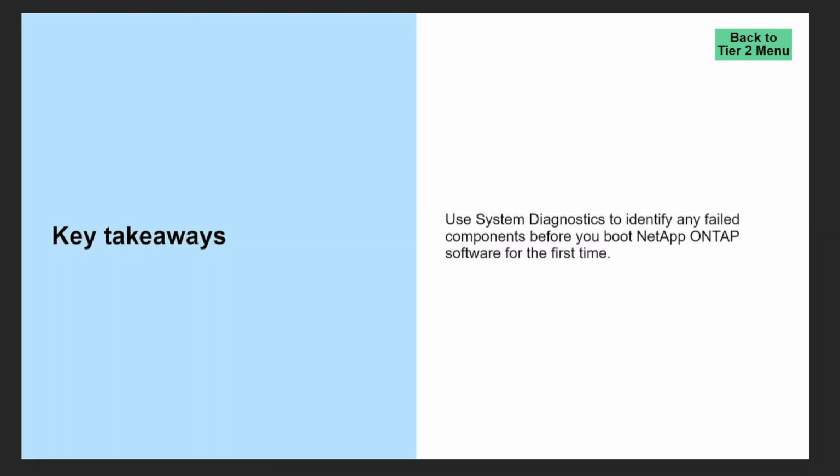Early identification of a faulty component reduces the time required to replace the component so that the storage system can go into production. The next lesson provides details about how to request replacement components.